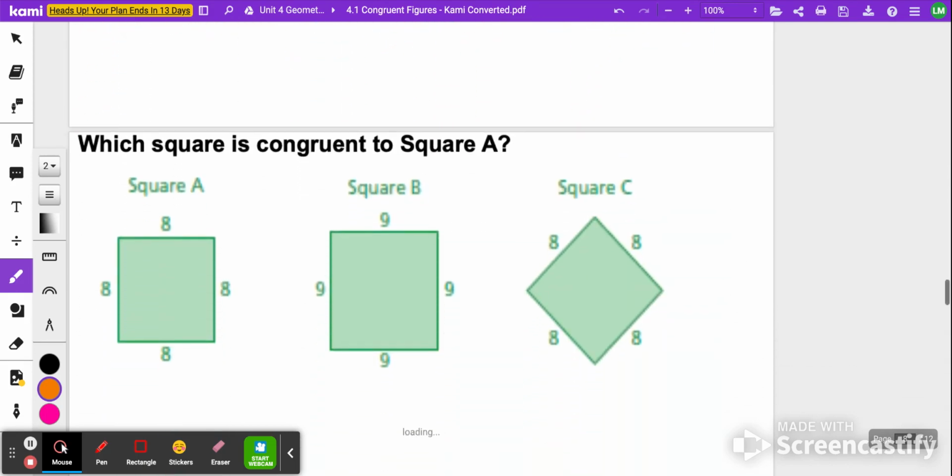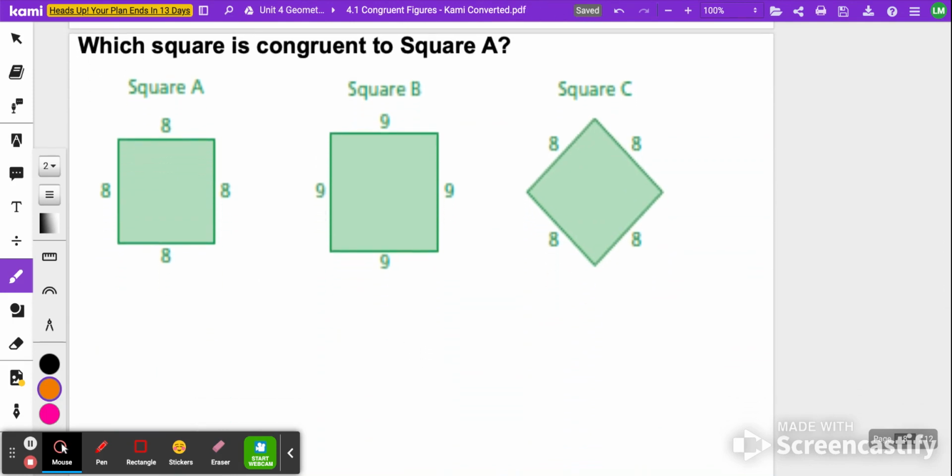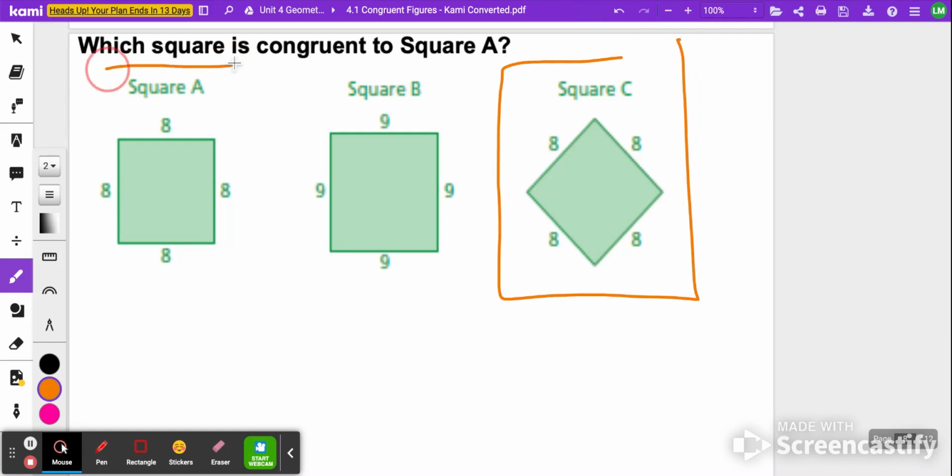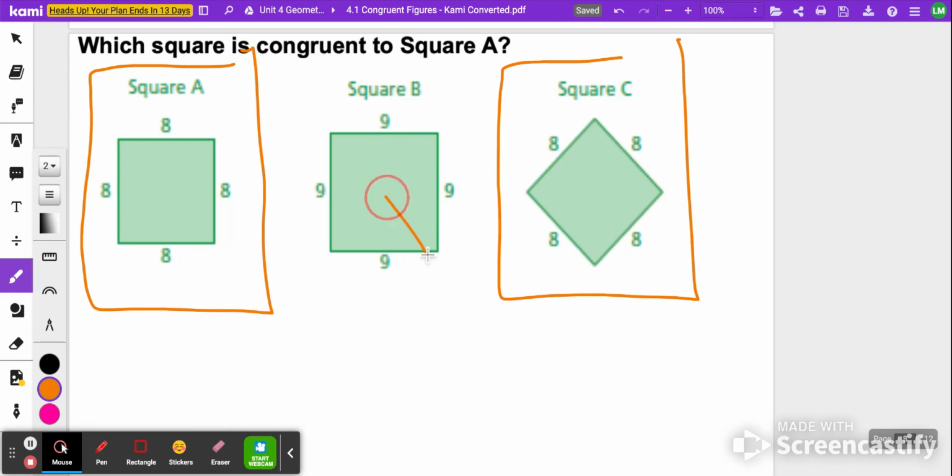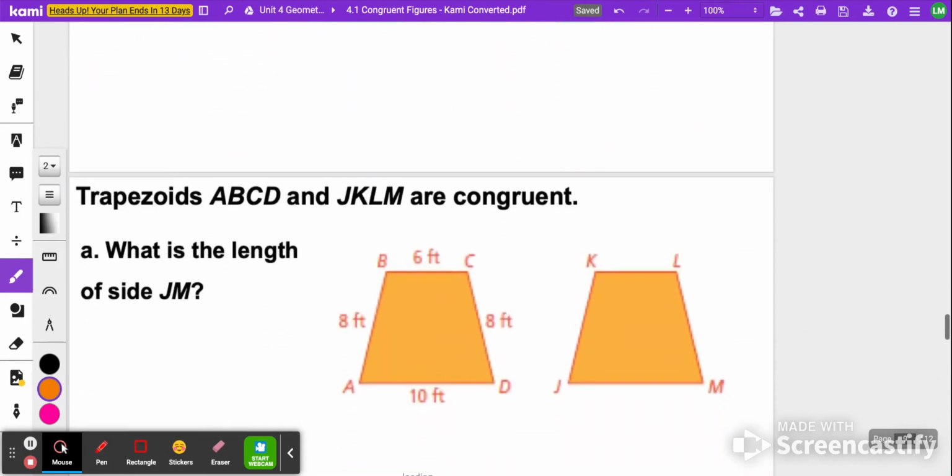The next one says, which square is congruent to square A? That square has to be square C because they have the same size and same shape. Square B is not congruent because it's a little bit larger, as notated with the number 9s.